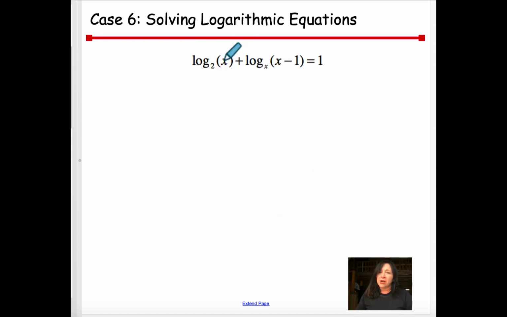For this problem here, we're going to try to combine these two terms so that I can then go log base 2 across the equal sign. So in order to do that, you have to have the same bases.